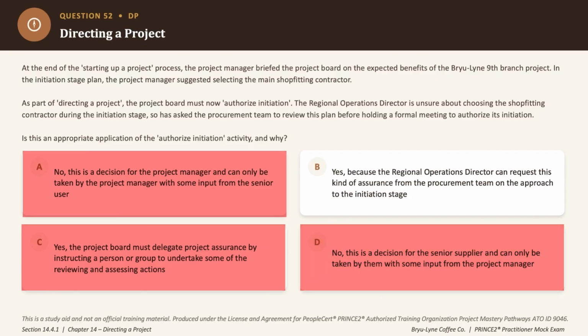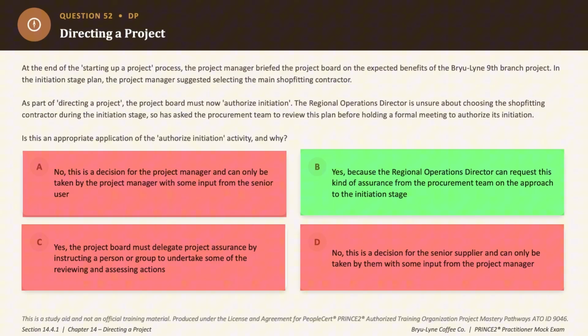Now the correct answer to this question is option B, which says yes, because the director can request this kind of assurance from the procurement team on the approach to the initiation stage. And that's exactly what is legitimate, what should be done by the project executive if they think it's the most reasonable step. And it's quite a sensible informal check before the formal authorization meeting. So the correct answer to this question is option B.